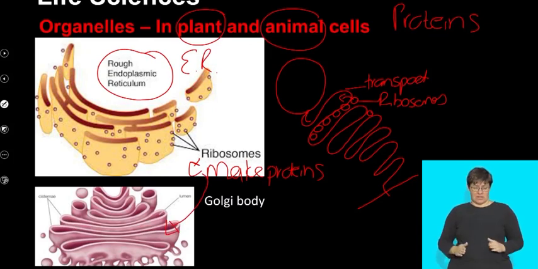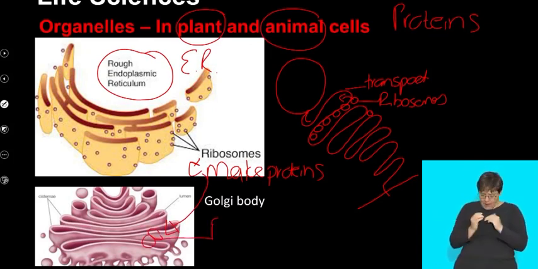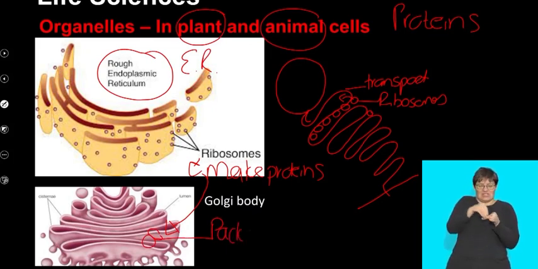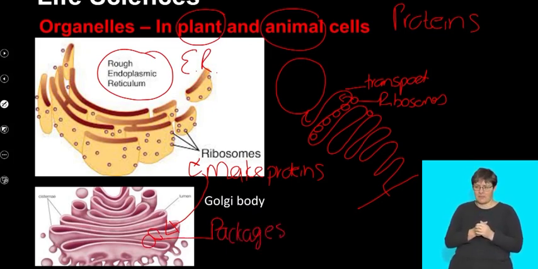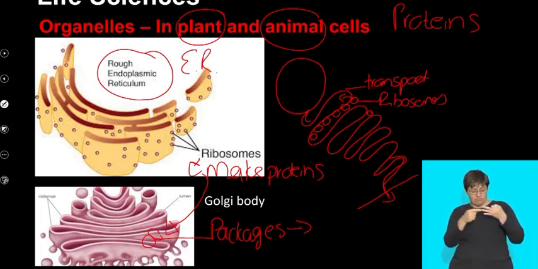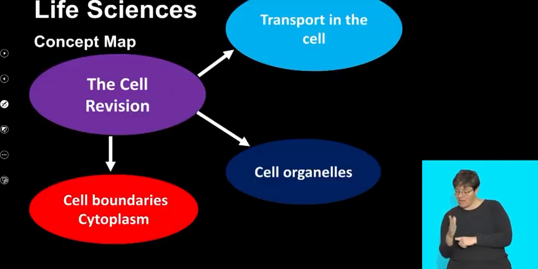And what the Golgi body does, it takes that protein and it packages it, and it sends it out of the cell to be used. So these three organelles over here have quite a close relationship with each other. And as I said, we're going to see them in both plant and animal cells.